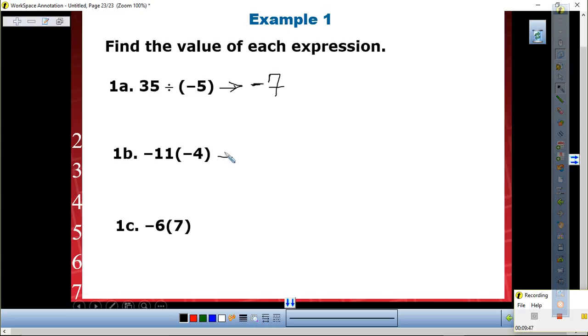Let's go to 1B. Are these the same sign? Yes, so therefore the solution would be positive. 11 times 4, that's 44. For 1C, are these the same sign? No, so therefore it's negative, so 6 times 7, that's 42. And that's how I want you to start thinking from now on. Do the sign first, and then do the computation. Everybody there? Okay.